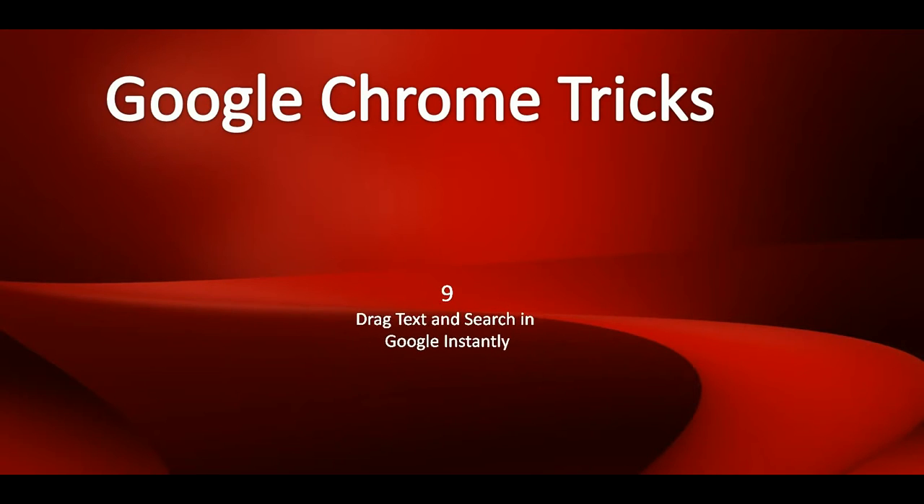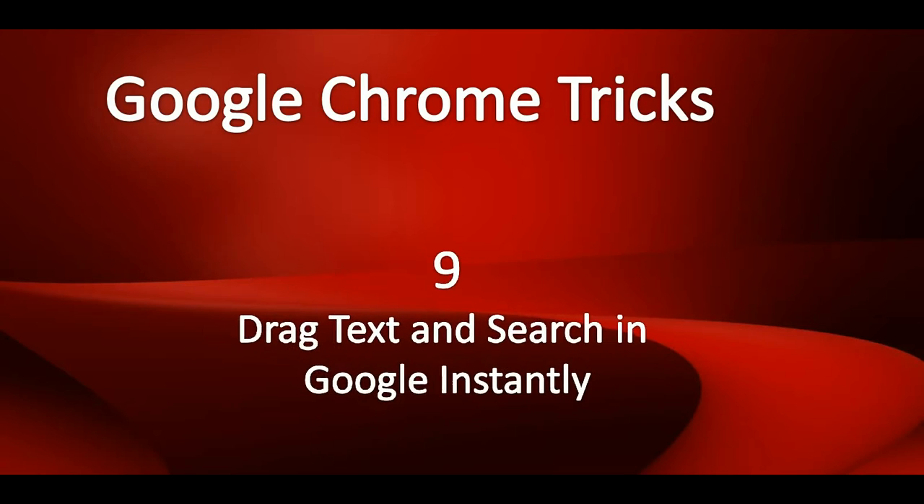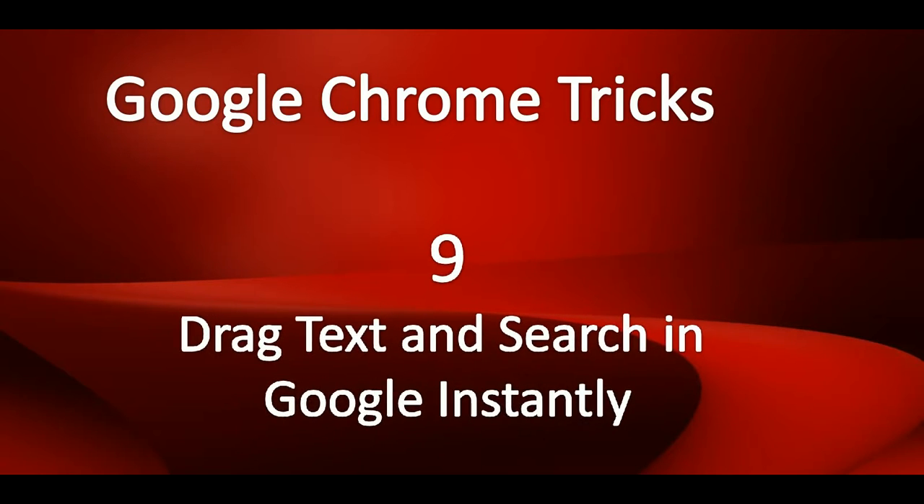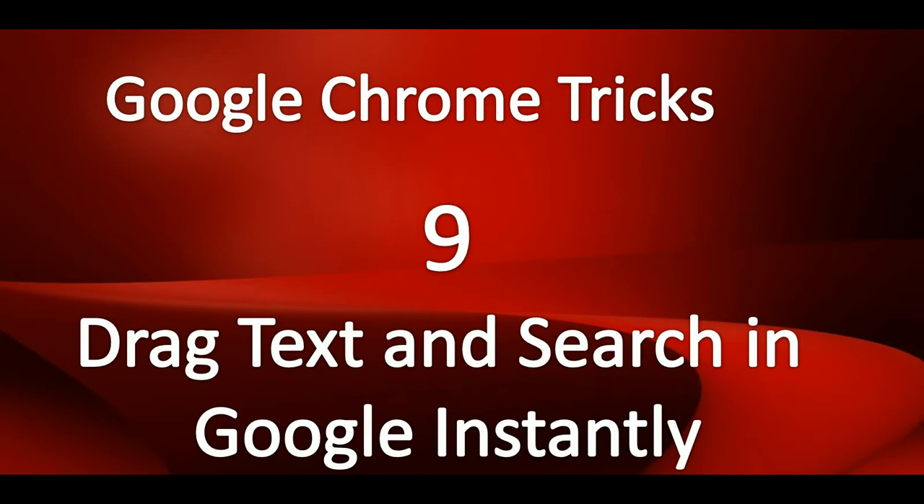Hello friends, this is trick number 9, and in this trick we will learn how you can use Google Chrome to search instantly in Google. You don't have to type text. If you are on a website and find a text that you want more information about, you can just select that text, and Google Chrome will instantly allow you to make a search in Google without typing even a single character.